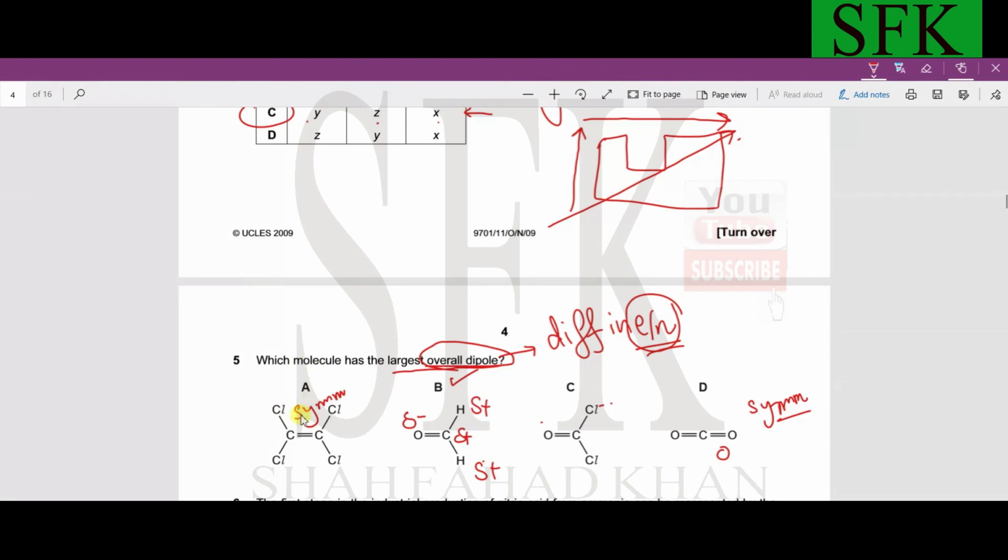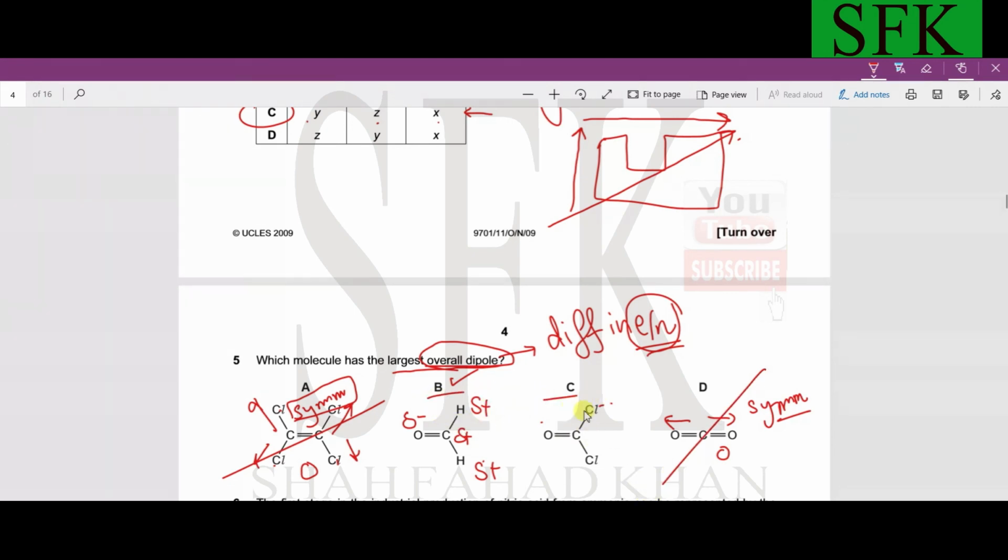If we look at option A, it contains four chlorine atoms. This is a symmetrical molecule, and symmetrical molecules mean that the dipoles get cancelled out in each direction. The electrons are being pulled equally, so their force of attraction gets cancelled out, and so A has a zero dipole. What about D? D also is symmetrical. It contains two electronegative oxygen atoms, pulling the electron density towards each other with an equal force, so they cancel out as well. So D cannot be the answer option.